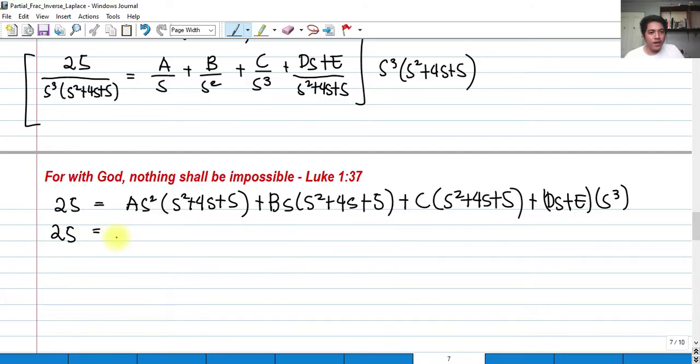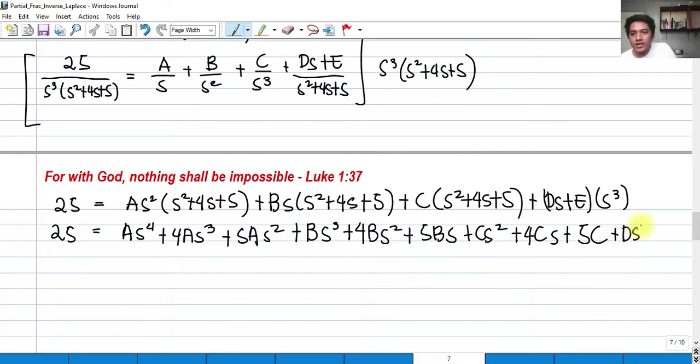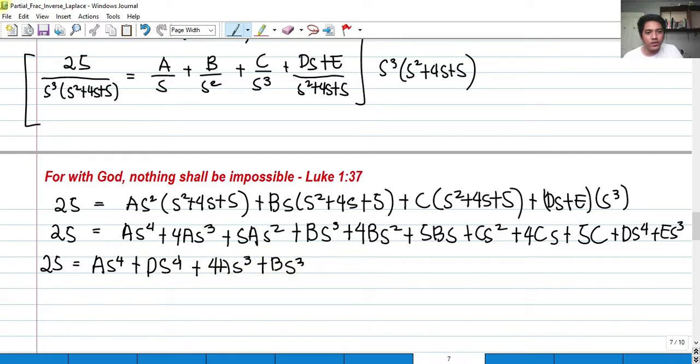So we have 25, we have as raised to 4 by distributive property plus 4as cubed plus 5as squared. Then plus bs cubed plus 4bs squared plus 5bs. Then for here, we have plus cs squared plus 4cs plus 5c. And then finally, we have plus ds raised to 4 plus es cubed. If we group terms having the same degree, we have as raised to 4 plus ds raised to 4, plus 4as cubed plus bs cubed, this one here, and then we have plus es cubed.